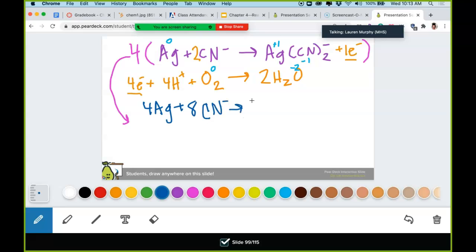Makes 4 silver cyanide ion and 4 electrons. Now, whatever you do, you want to get rid of this. You don't want to look at this top one anymore because it might mess you up. So I'm just going to erase it.